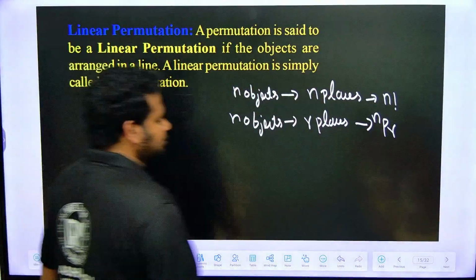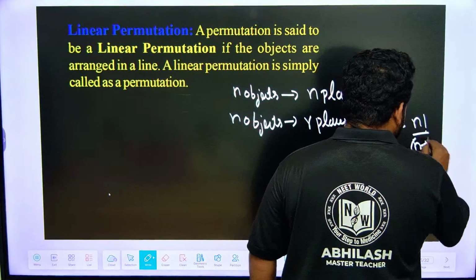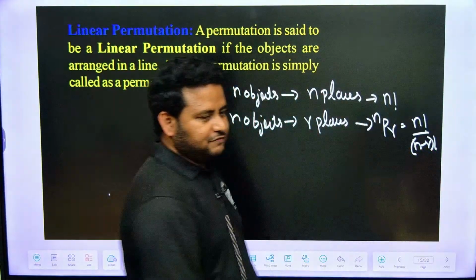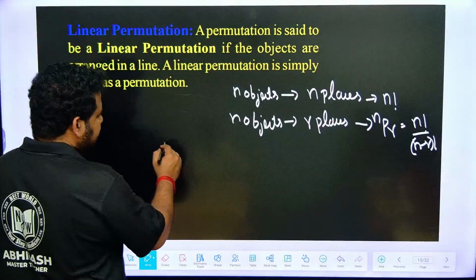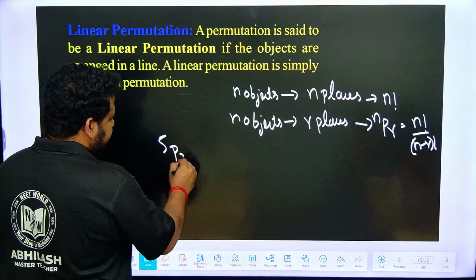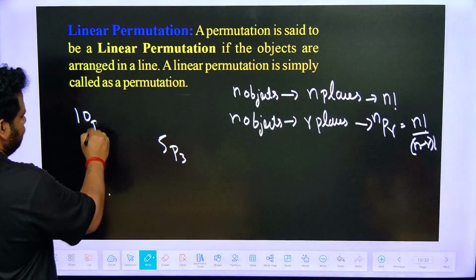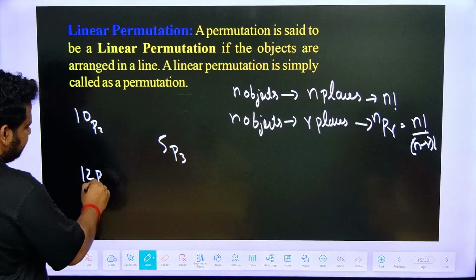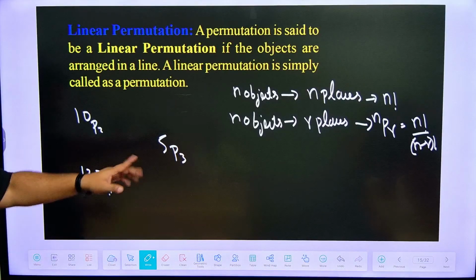The formula actually is n factorial by n minus r factorial. But you won't actually use this formula while solving the question. Suppose I write 5P3, or 10P2, or 12P4. You will not write that formula.